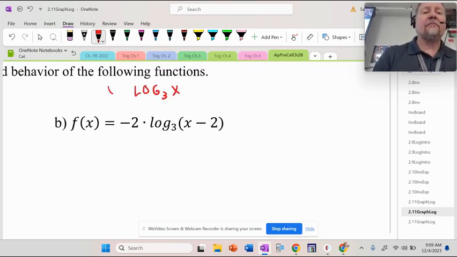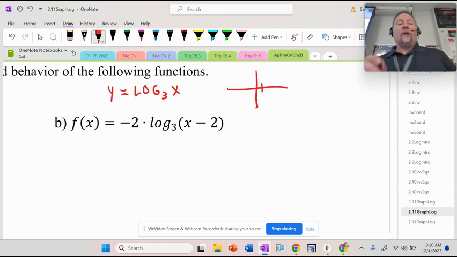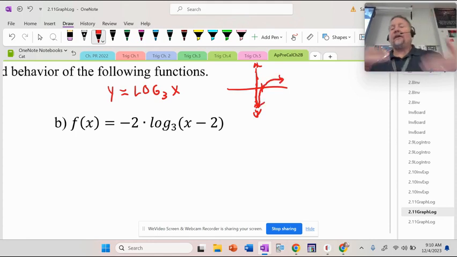And then we need to know the basics of the parent. When I plug in 1, I get 0. When I plug in 0, I get undefined. That's where the asymptote is for the parent, and it increases because the base is bigger than 1. I'm not going to input-output on the parent. We should just know this.